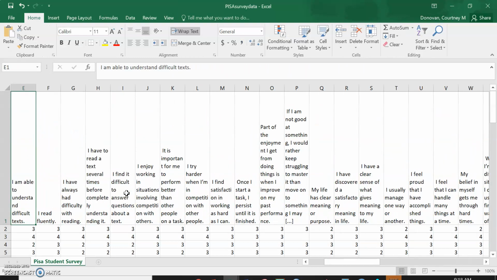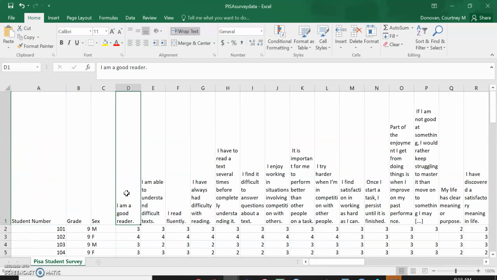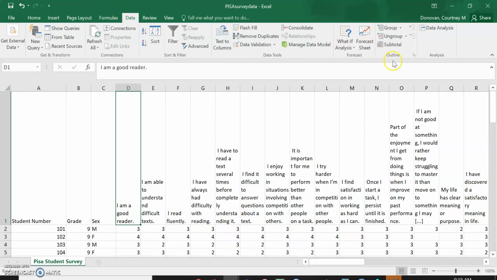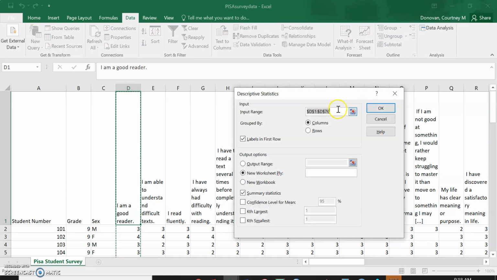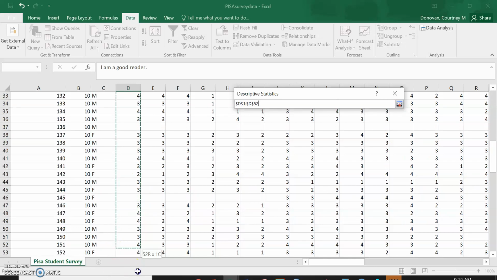Okay, so I've done visuals, I've done my counts. The only thing that I haven't done with descriptive statistics and visualization is the mean and standard deviation for "I'm a good reader." So again, I'm going to go up to Data, Data Analysis. If you don't have this tab, see the first videos. I'm going to go to Descriptive Statistics, delete this because I don't know what's highlighted from the last time I had Excel open.